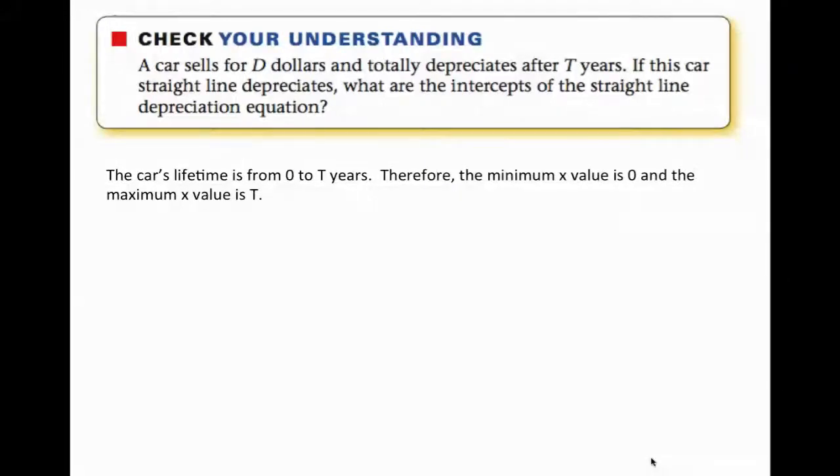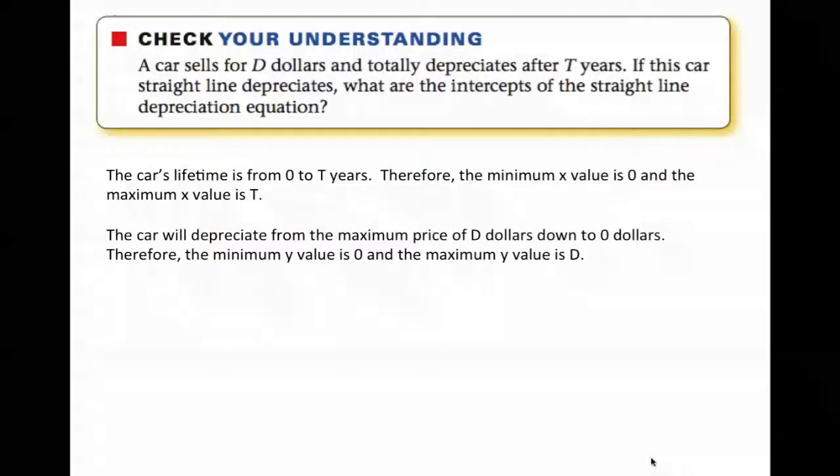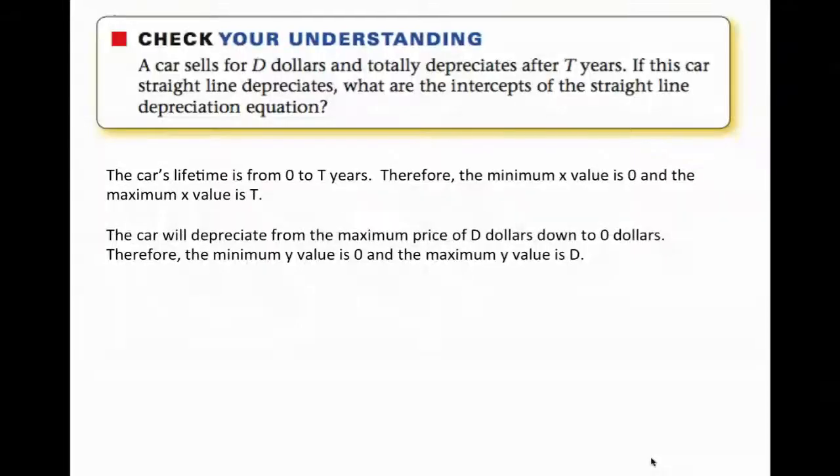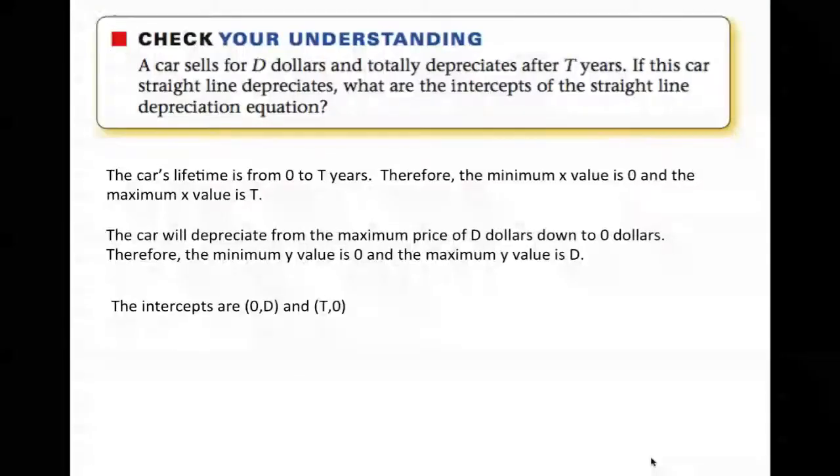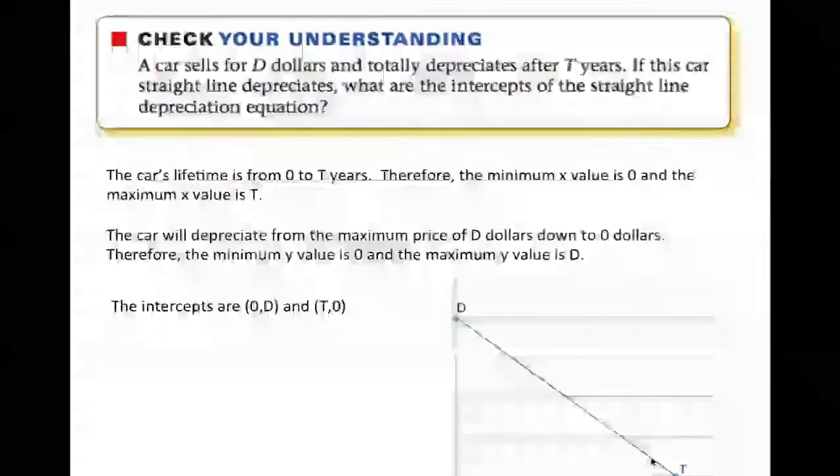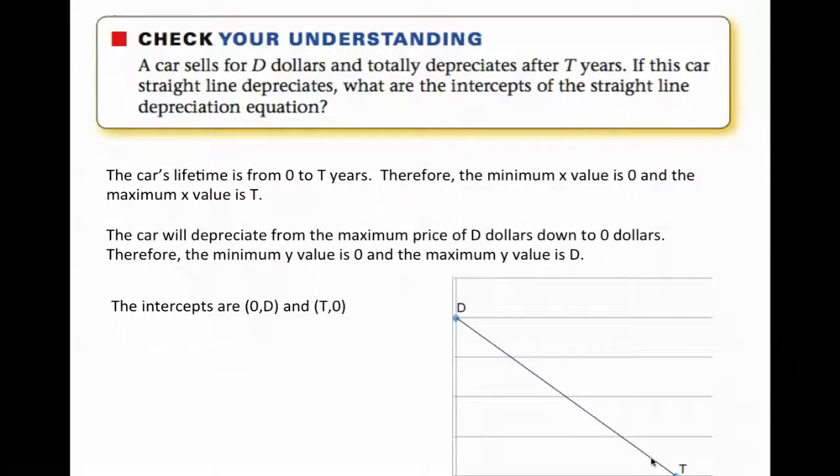Therefore, the minimum value is 0 and the max is T. The car is going to depreciate from a maximum of D dollars down to $0. So the minimum value of Y is 0 and the max is D. So the intercepts are 0 on the X, D on the Y, T on the X, 0 on the Y, and it looks just like that. Very similar to the last equation, but this is a very general form of it.